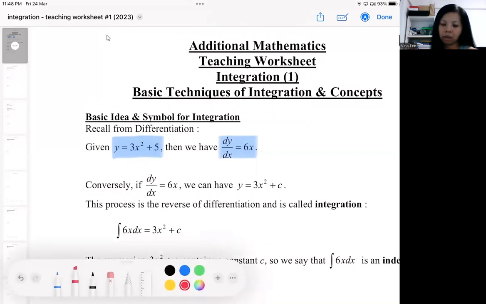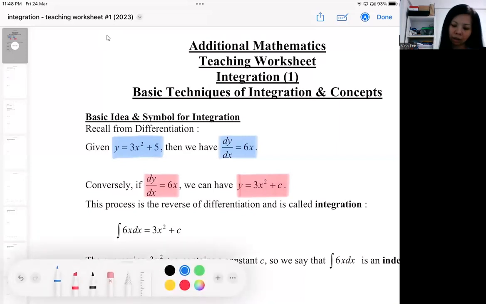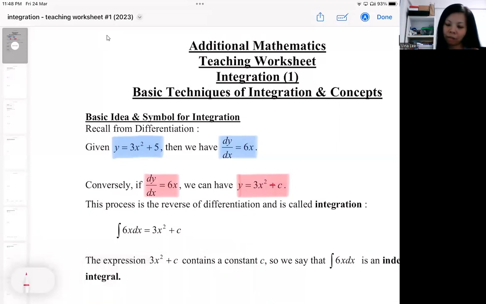When we reverse the idea, let's say I give you a dy dx equal to 6x. In a reverse idea, that means I will know that it actually comes from 3x squared plus a number. You realize that I didn't put a 5 there, because it may not be a 5. It can be any number, because any number, if you differentiate, you actually get a 0. So if I'm not getting a 5, just a generic constant, I will still be able to get a dy dx equal to 6x.